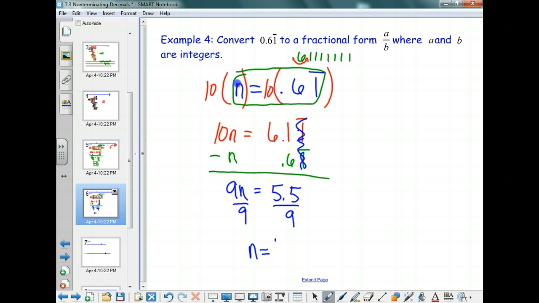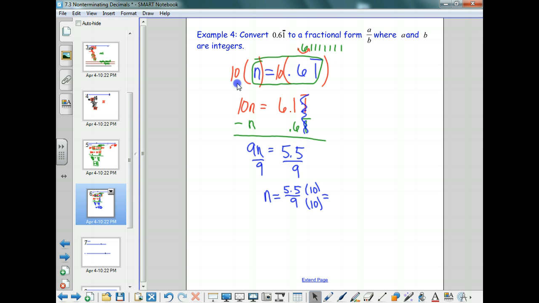Unlike the last one, I don't get to stop here. What's wrong with this value? I got a decimal inside of a fraction. So Lauren wants to multiply what by 10? In particular, the 5.5, right? That's really what you want to multiply by 10. But if I multiply the 5.5 by 10, I have to multiply the 9 by 10 as well. Okay, so what does that give me? 55 over 90. Do I get to leave it like that?